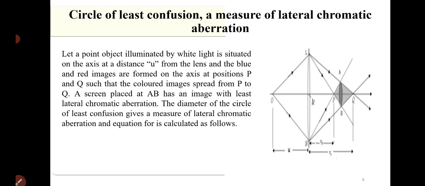Consider a figure. Let a point object illuminated by white light be situated on the axis at a distance u from the lens, and the blue and red images are formed on the axis at positions P and Q, such that the colored images spread from P to Q. A screen placed at AB has an image with least lateral chromatic aberration. The diameter of the circle of least confusion gives a measure of lateral chromatic aberration, and the equation for it is calculated as follows. PQ is the colored image spread from P to Q.